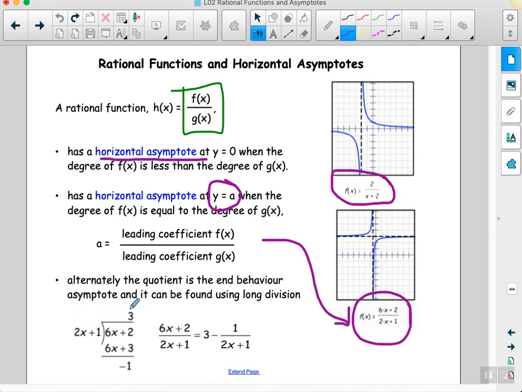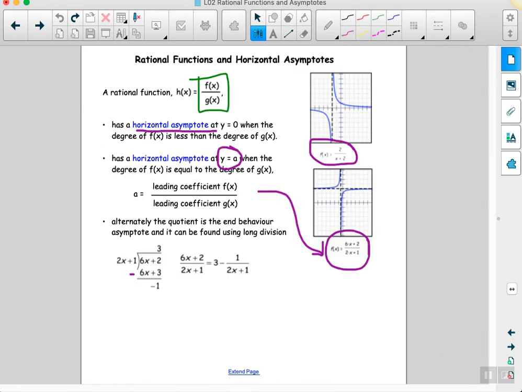So now I'm going to do 2x times 3 is 6x. 1 times 3 is 3, and then I'm going to subtract these. 6x minus 6x is 0. 2 minus 3 is negative 1. And that means that 6x plus 2 over 2x plus 1 could be rewritten as 3 minus 1 over 2x plus 1.